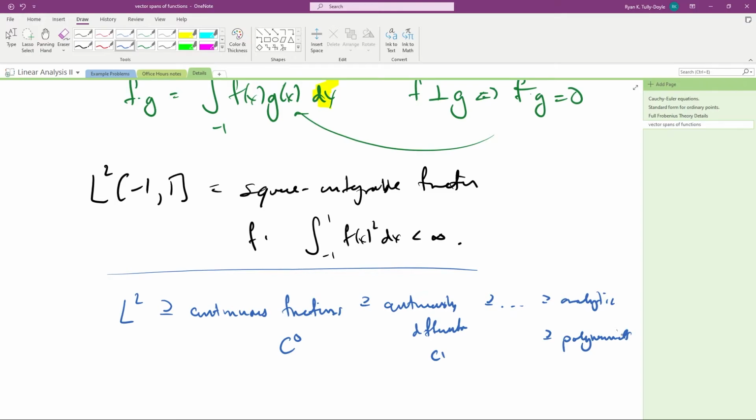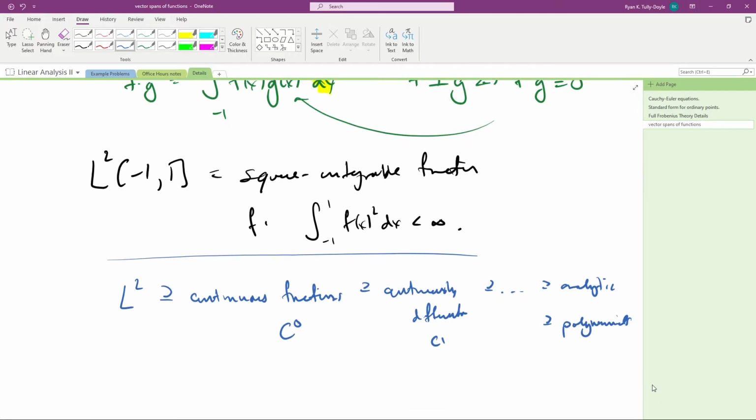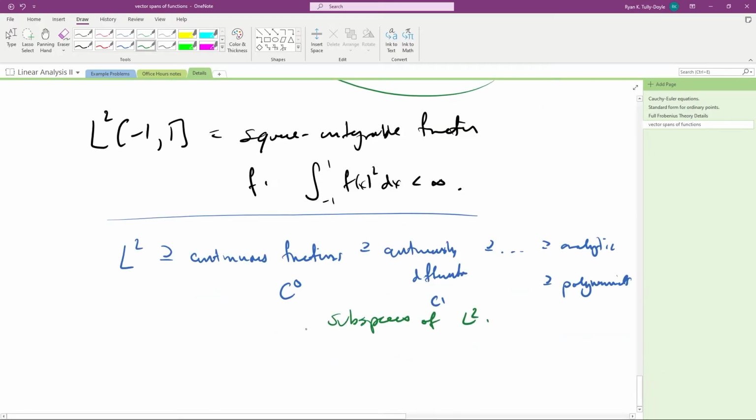So L2 contains a lot of really important and useful families of functions, and the same inner product works on all of these spaces. In the same way that a plane is a subspace of R3, all of these are subspaces of L2. And they're inner product spaces with the inner product f dot g equal to the integral from -1 to 1 of f of x, g of x, dx. At least in the case we're looking at. The interval can change, but the theory is basically the same.